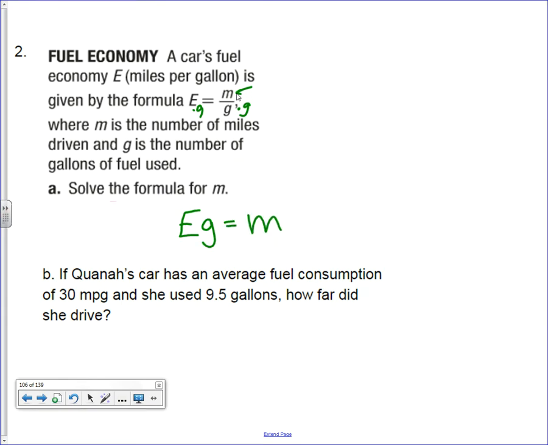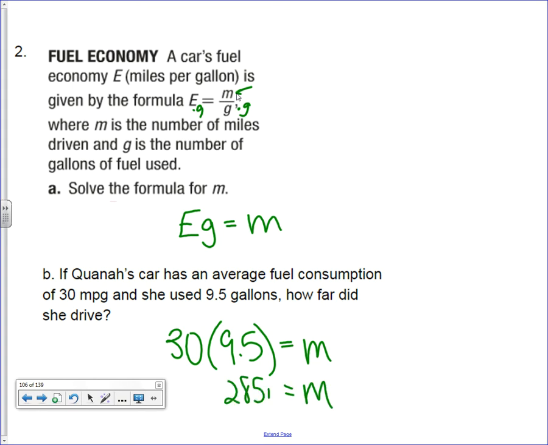If Quanta's car has an average fuel consumption of 30 miles per gallon, so that would be the E, and she has used 9.5 gallons, that's your G, how far did she drive? How many miles did she drive? So now that I have that M already isolated, I can just plug these numbers in. I get M is equal to 285 miles.